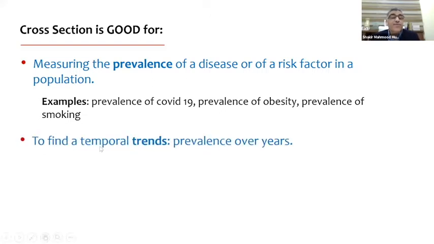The second is to find temporal trends. Trends means how the prevalence changes with years. For example, we are doing research about the prevalence of obesity in primary school children this year, and we repeat the study 2 years later and then 2 years after that in order to see the trend, whether it increased or decreased. Sometimes this is a very important method to assess our campaigns and preventive programs, whether they are working or not.